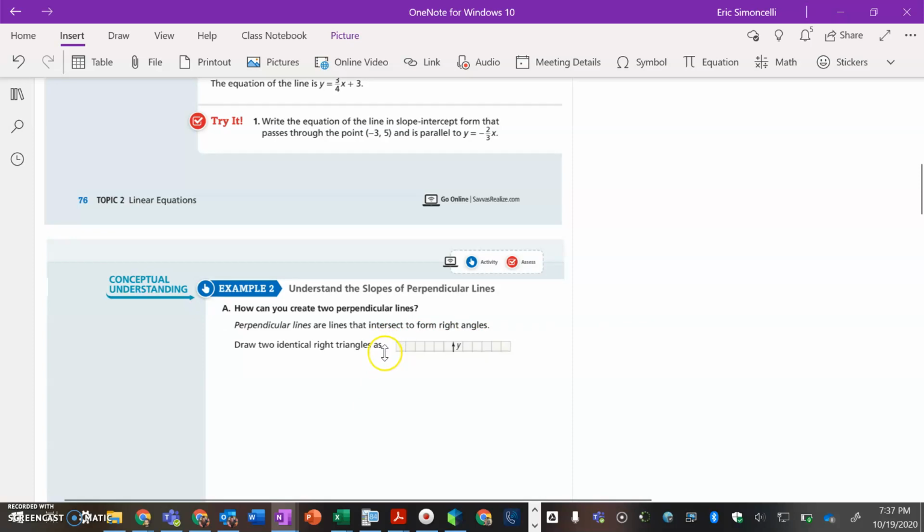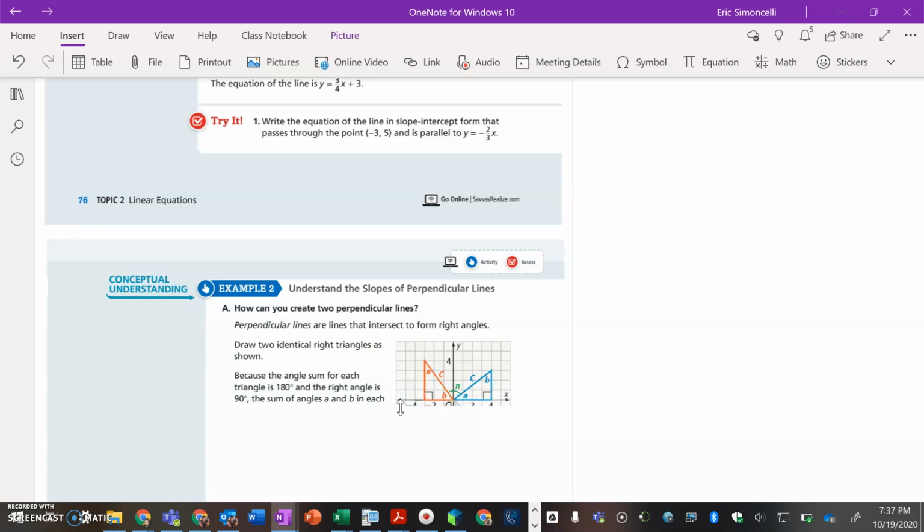If we take a look, drawing two identical right angles as shown, it says, because the angle sum for each triangle is 180 degrees, I'll continue down so you can see all of the nuances geometrically speaking. Because the angle sum for each triangle here is 180 degrees, these three angles, for example, on this red triangle add up to 180. These three angles add up to 180. And the right angle here, as you can see with this little box denotation, is going to be a right angle, or 90 degrees, as is this one right here.